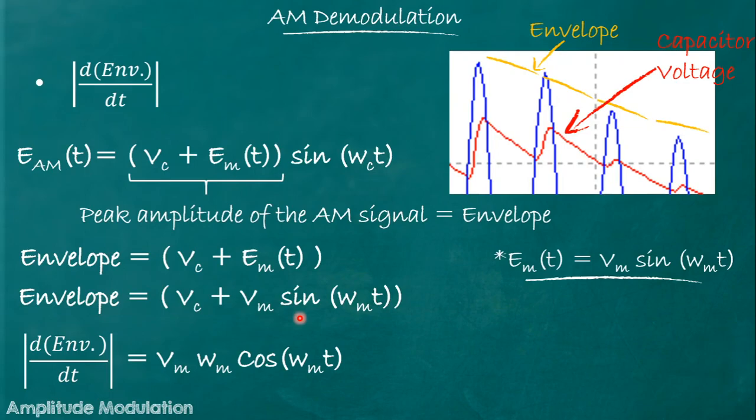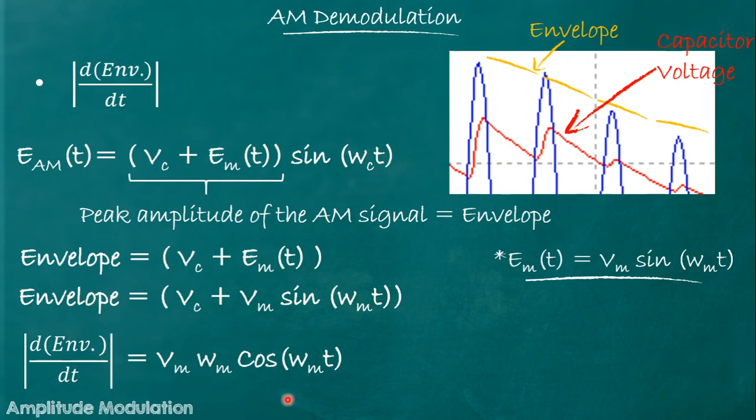Now let us differentiate on both sides. The rate of change of the envelope is the differentiation of this with respect to time. Vc will become 0 since it is constant. Vm sine omega m t becomes Vm cos omega m t into omega m. And if you find the magnitude, you will get the same answer. So this is the magnitude of the rate of change of the envelope.